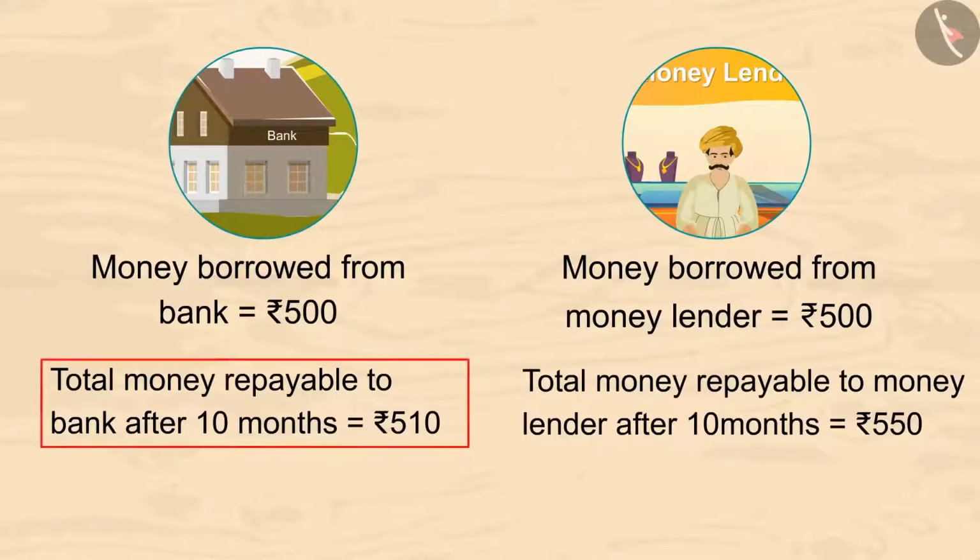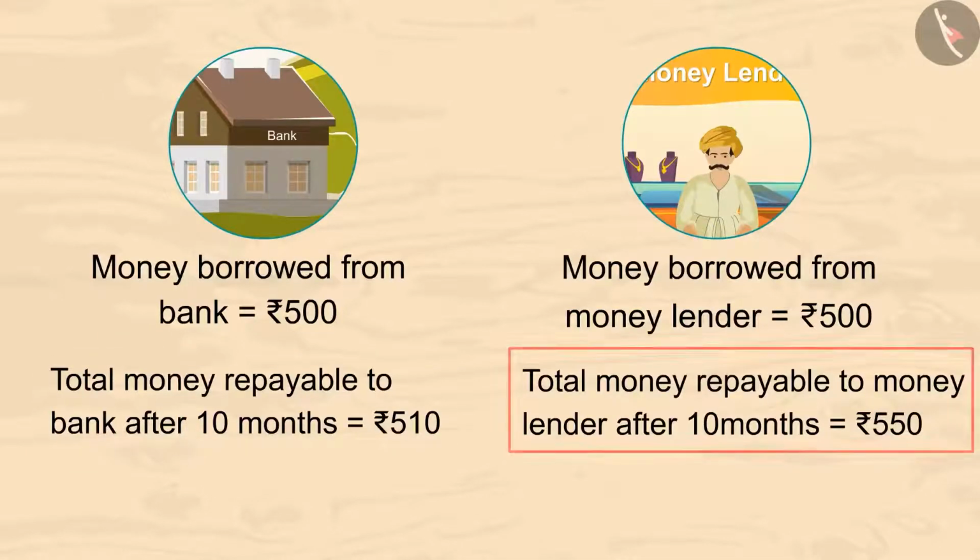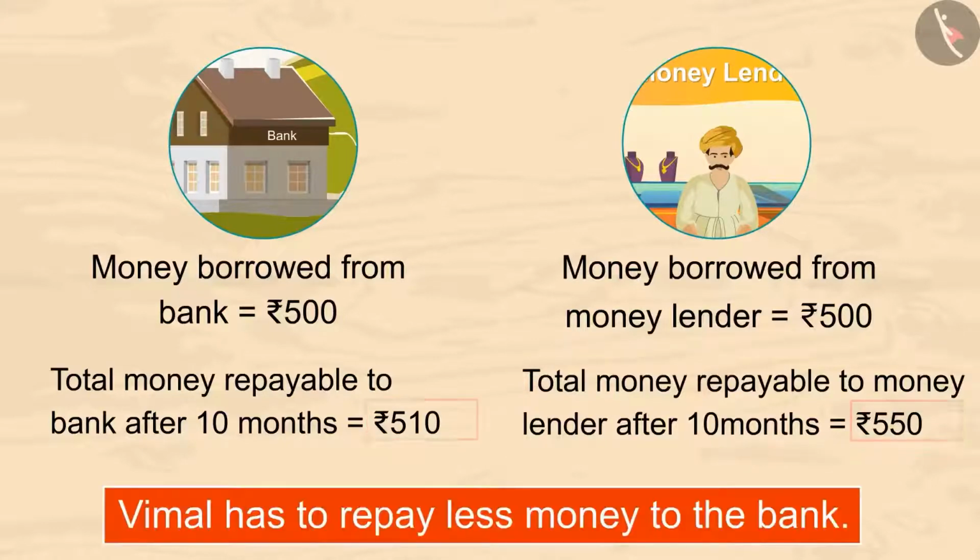After 10 months, Vimal will repay 510 rupees to the bank, while 550 rupees to the moneylender. So, Vimal has to repay less money to the bank.